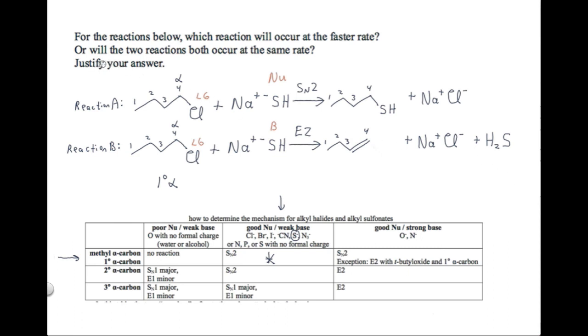Now, remember, we have to justify our answer. And we can't really just say, well, reaction A is faster because of our table. That's probably not going to be considered a good answer. So a good way to justify our answer and to explain why SN2 is favored here over E2 is because from our table we know that S- is a good nucleophile. The table tells us that S- is a good nucleophile, and the table tells us that S- is a weak base. That's the reason why in these circumstances SN2 is favored over E2.